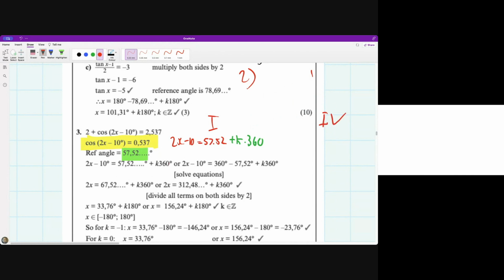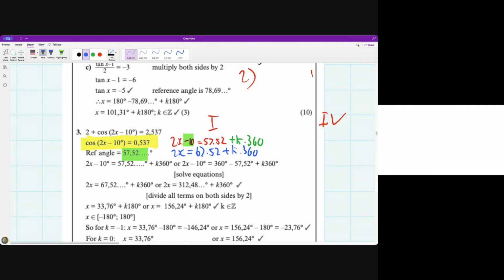Give me a thumbs up if you're with me on that part. Now, I'm ignoring the second one for now. I'm just staying with this one here. Okay, now, I need to solve for x. What do you think the next thing I'm going to do to solve for x is going to be? I think I need to move this 10 to the other side, and I'm going to get 2x is 67.52 plus k times 360.